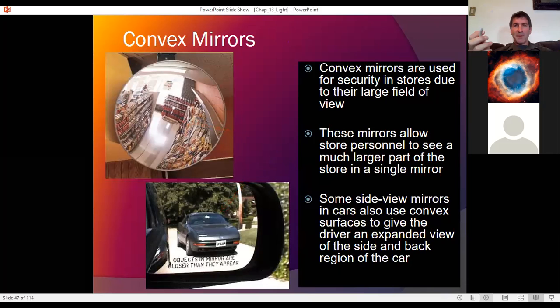So convex mirrors, everything stays upright, okay? So it doesn't invert the image. Still has a left to right reversal, okay? And its magnification is always negative.